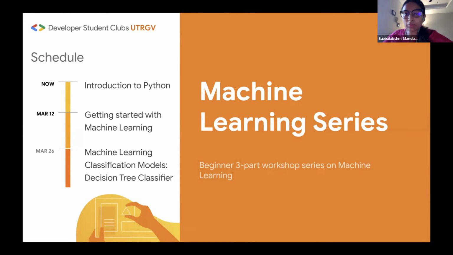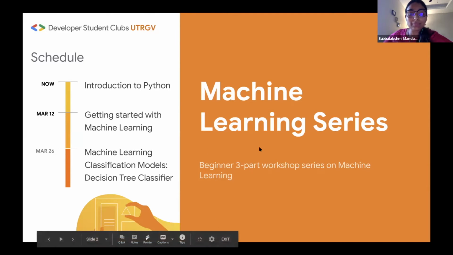And the week after that, we would have implementing machine learning using classification. So we're going to be using a decision tree classifier for that. So this all sounds very strange right now, but believe me, as you work through the series, you'll understand completely what we're talking about. And just as a beginner workshop today, we're going to start with Python.